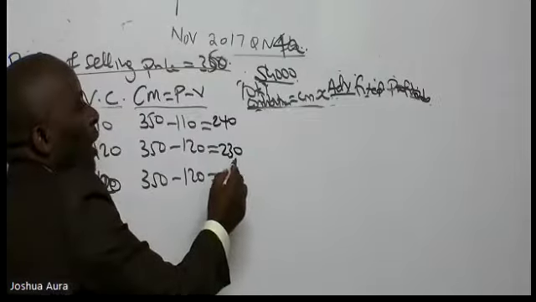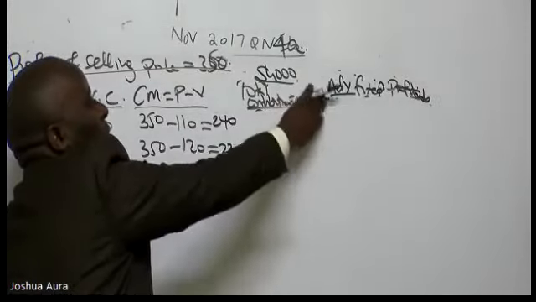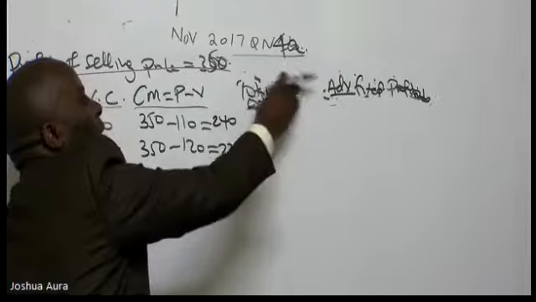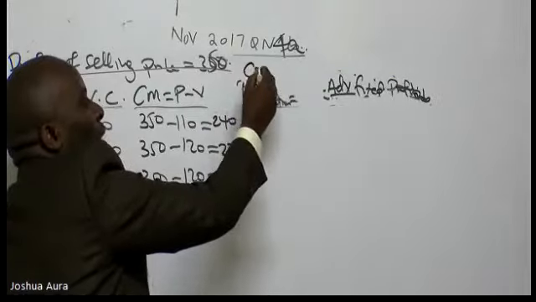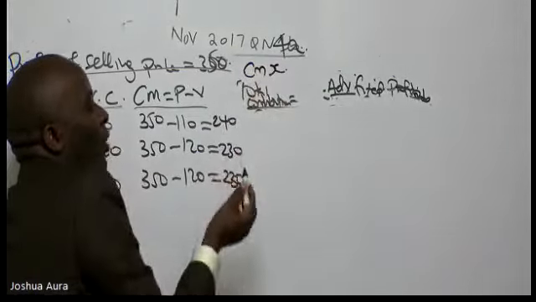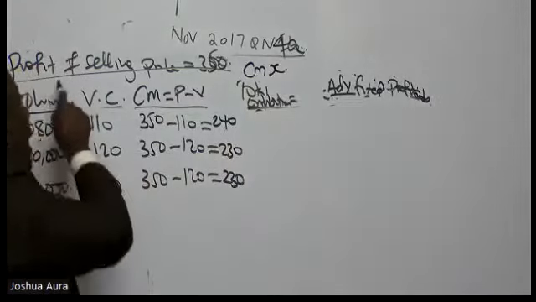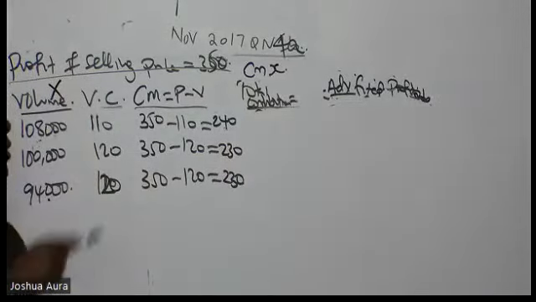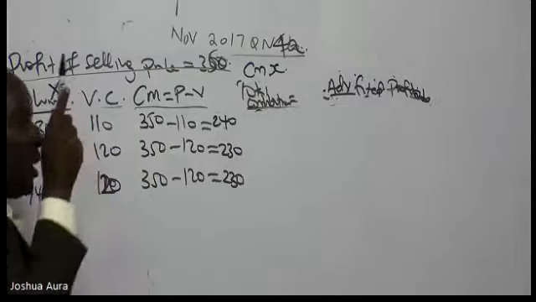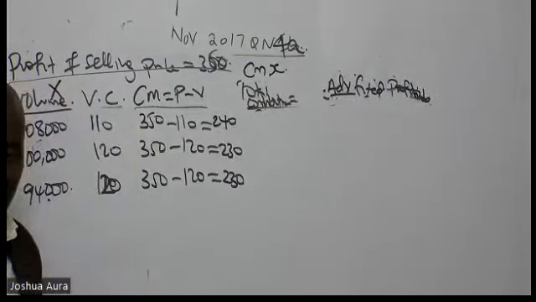So having gotten that, now we can easily get the total contribution in shillings thousands. Remember, for us to get total contribution, we take contribution per unit times number of units. So we have the number of units here, and we have the CM here. So we take this and this, divided by 1,000 because our figures are in terms of thousands.